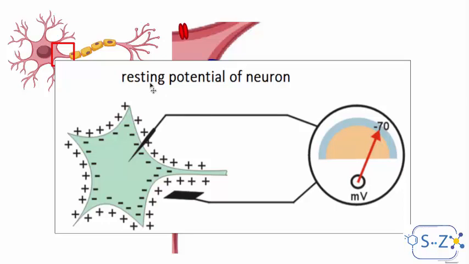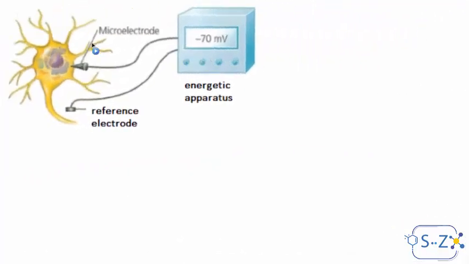Why do we have negative charge inside the cell and positive charge outside? Again, if we connect a microelectrode to the cell body of a neuron, and another reference electrode, both to an apparatus that receives and measures electric impulses, such as an oscilloscope or a galvanometer, we see that a value appears which is -70 millivolt. This value is referred to as the resting potential.